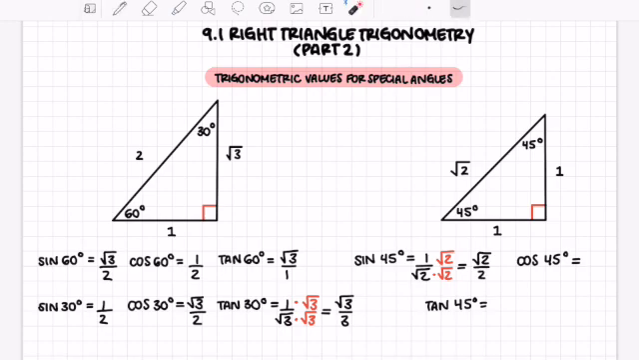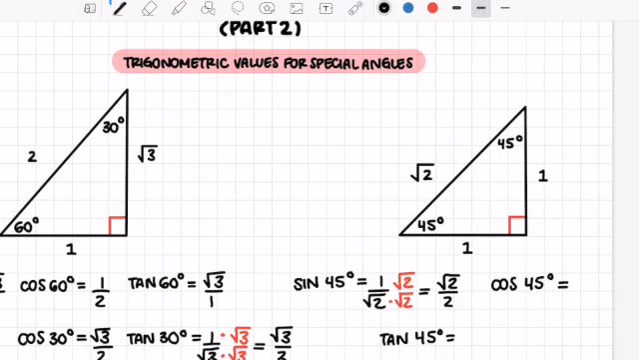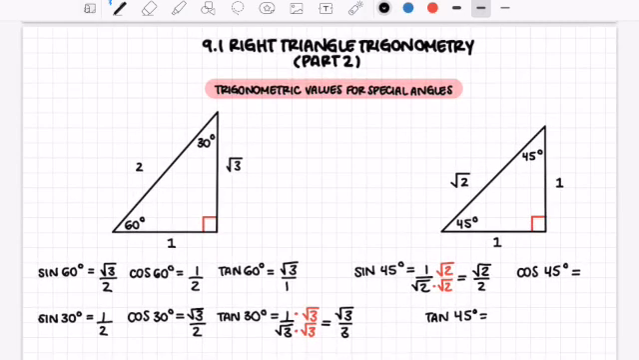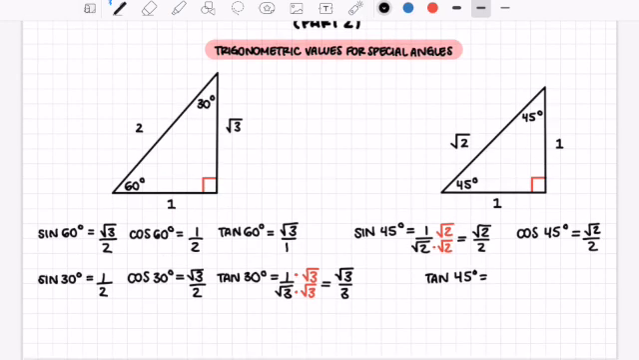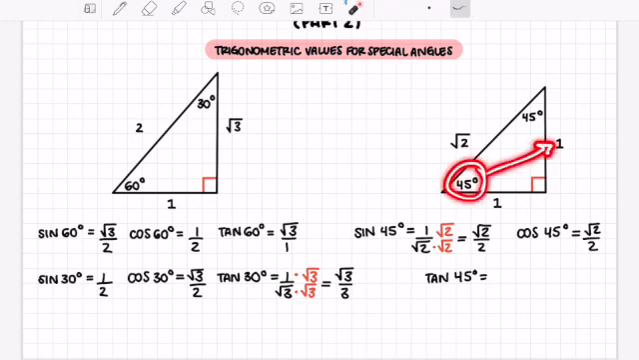Next one is cosine. With the cosine, adjacent over hypotenuse, which is just the same as sine. So I'll just write down square root of 2 over 2. And the last one is tangent. Tangent is the opposite side over the adjacent, so 1 over 1. And so these are the ratios that we're going to be using to help us identify missing lengths of sides.